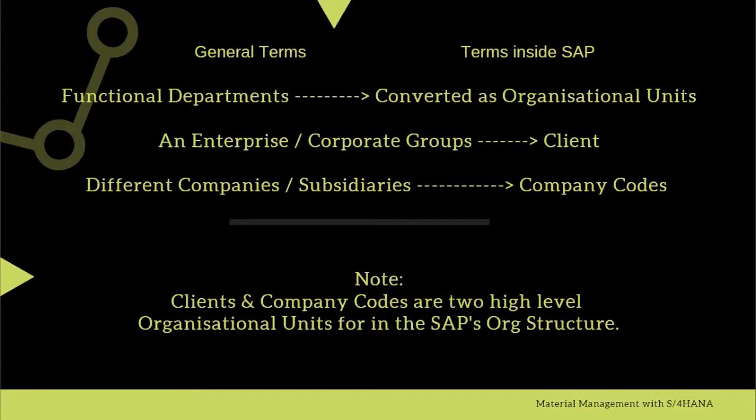Let us consider a company called Philips. Philips has got many subsidiaries like Philips Lightings, Philips Electronics, and so on and so forth. Those are called subsidiaries. Under the client company called Philips, all these companies would be sub-companies. You have to note that client and company codes are two high-level organizational units in SAP's organizational structure.